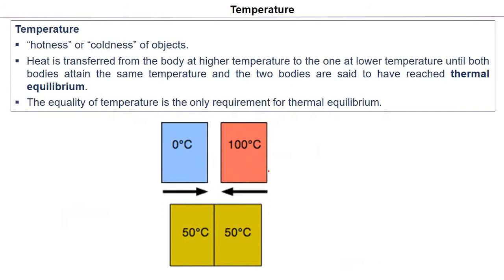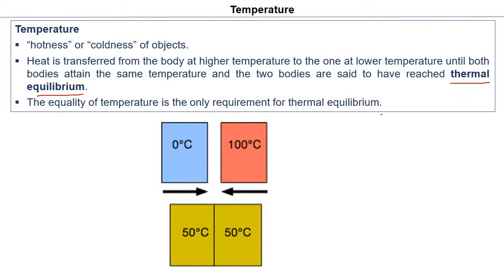Let's understand first. As we already discussed, thermal equilibrium. So what is thermal equilibrium? When two objects are at the same temperature, they are said to be at thermal equilibrium. It is different from thermodynamic equilibrium. In the case of thermodynamic equilibrium, we have to satisfy three conditions: mechanical equilibrium, chemical equilibrium, and thermal equilibrium. So this thermal equilibrium is related to temperature. When two bodies are at the same temperature, they are at thermal equilibrium.